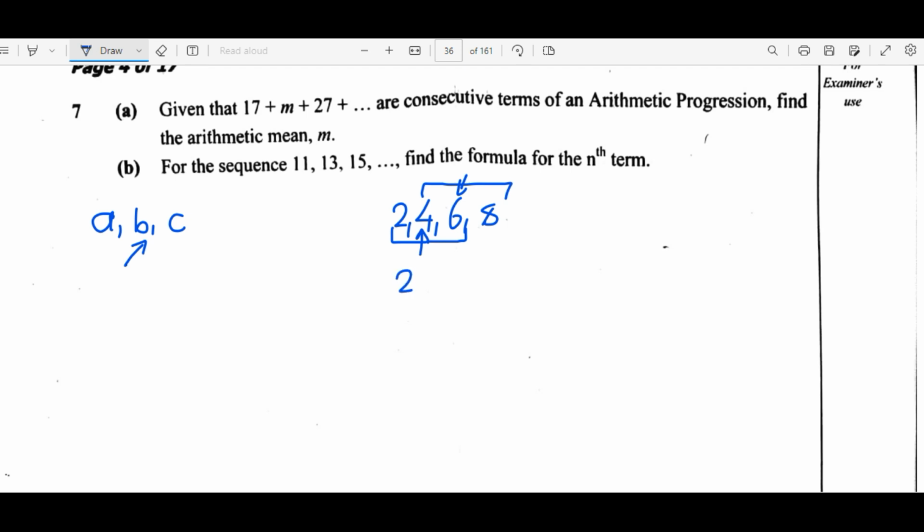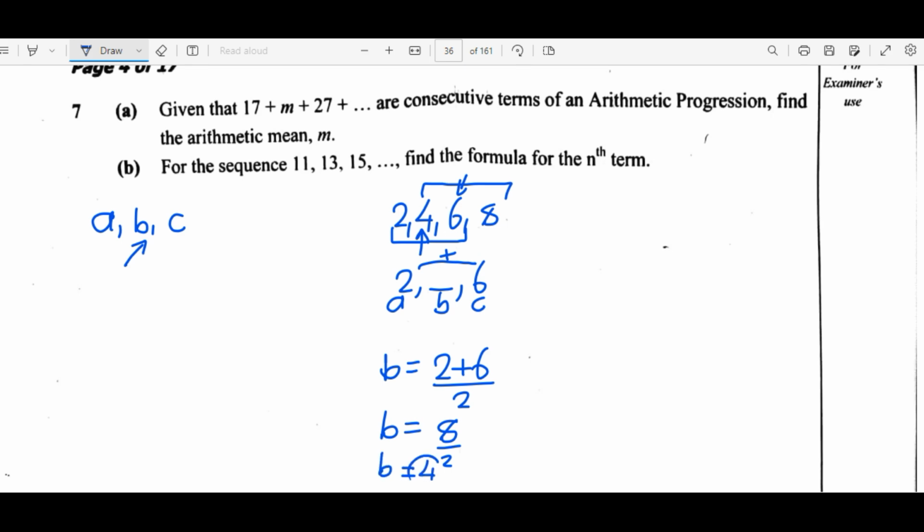Now let's say we have a sequence like this one: 2, dash, then we have 6. How can we find this number? What you do is you just have to add these 2 numbers. We know that a, b, c. Since we are solving for b, which is our middle term, you need to add these 2 numbers. So it's 2 plus 6, always divided by 2. So 2 plus 6 will give us 8 over 2, then 8 divided by 2 will give us 4. So we can see that we are still finding this value.